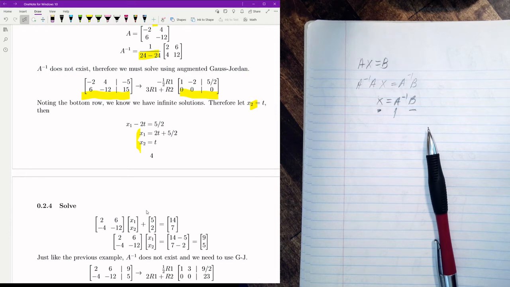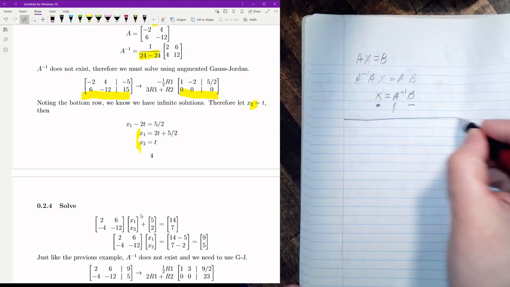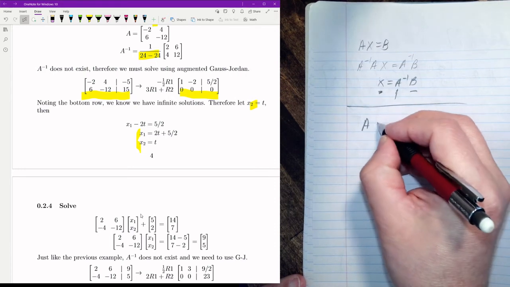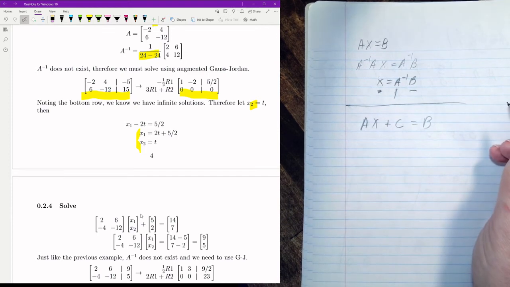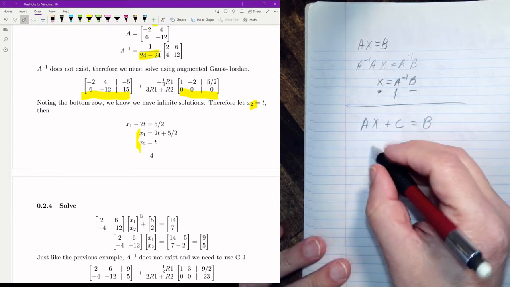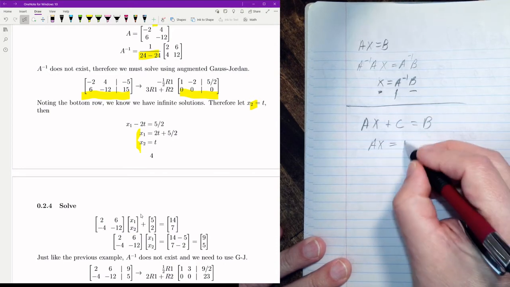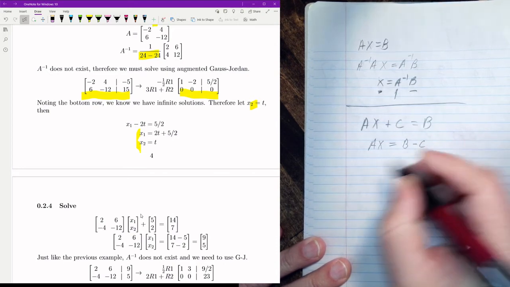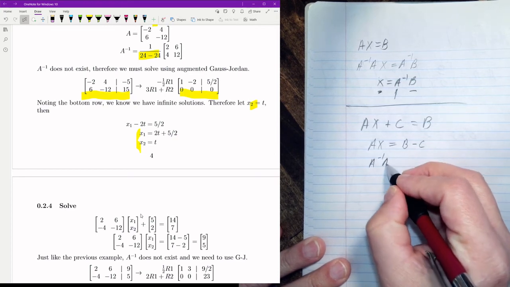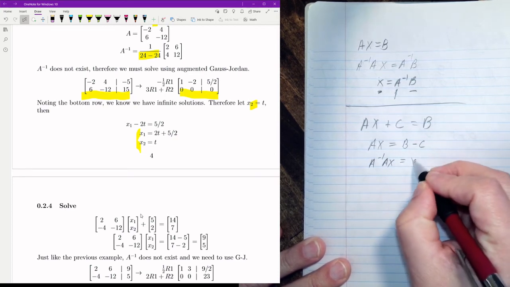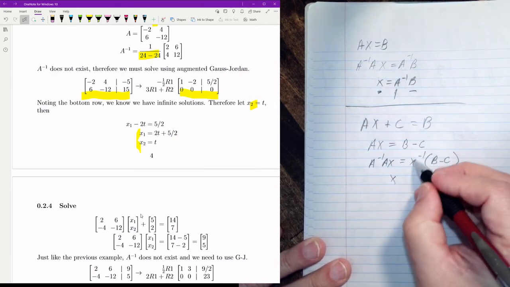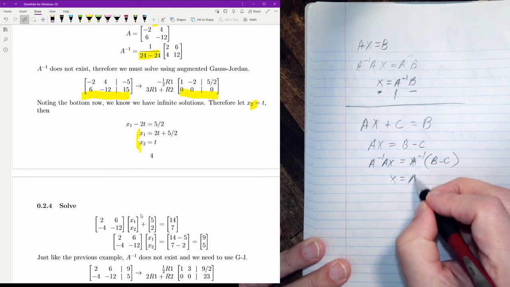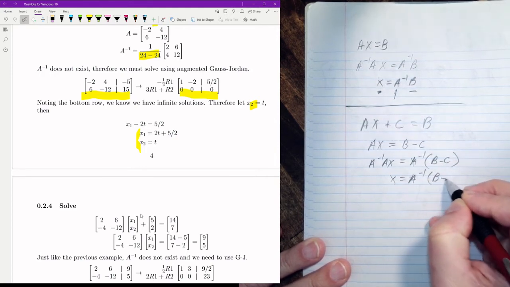Let me write this one down. So recall, this is Ax plus C equals B. We did an example a little bit earlier. So this would be Ax equals B minus C. A inverse A x equals A inverse times B minus C. So x equals A inverse times B minus C.